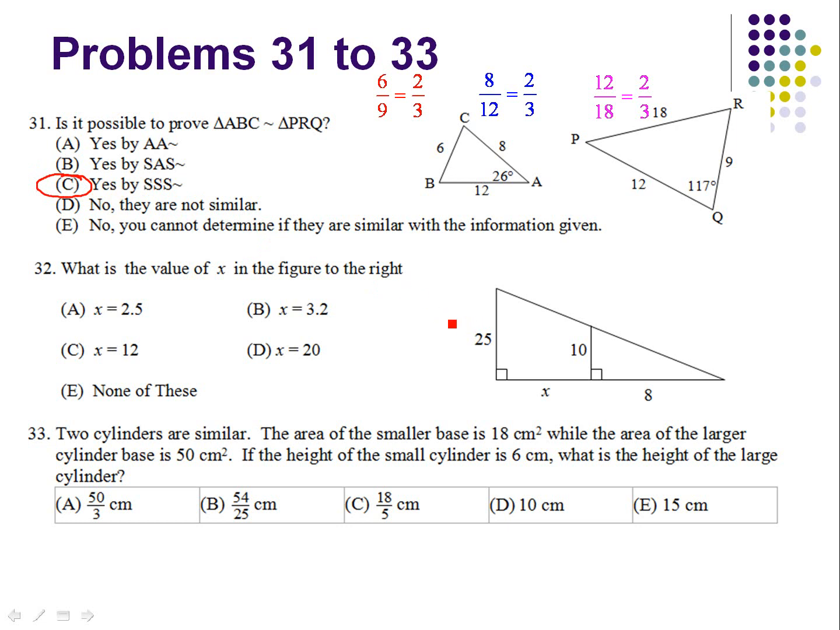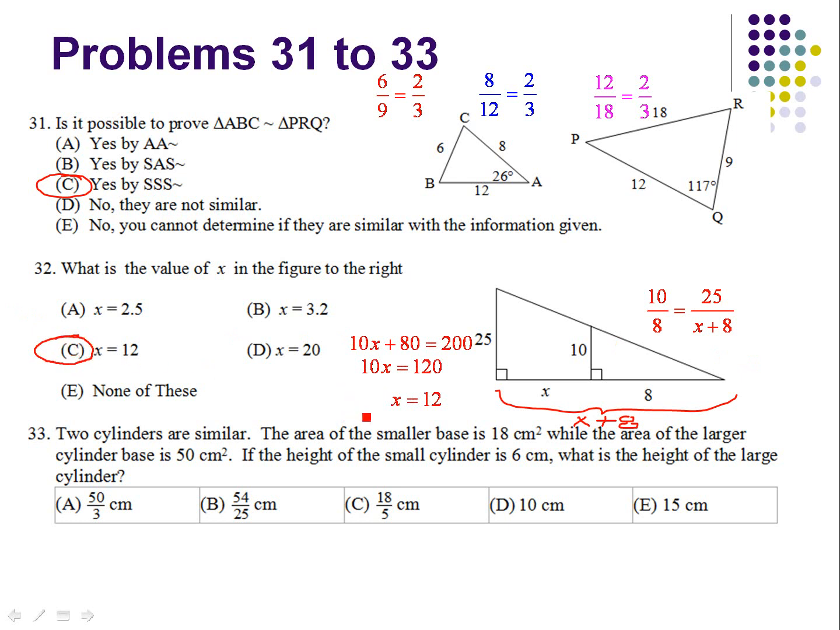On 32, we have two similar triangles. Now realize that this is a small triangle inside a bigger triangle. So when I look at the large triangle, this whole side has a length of x plus 8. So I'm going to set up a proportion. 10 is to 8, that's small triangle is to small triangle, as 25 is to the large triangle, 25 over x plus 8. We cross multiply and solve it. We get x equals 12. So the answer there was C.